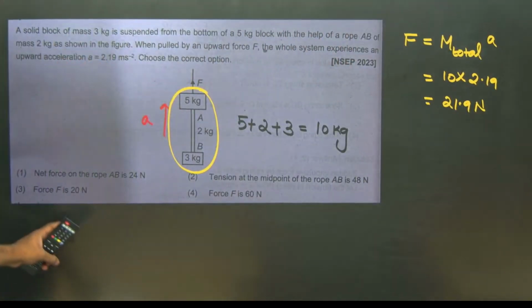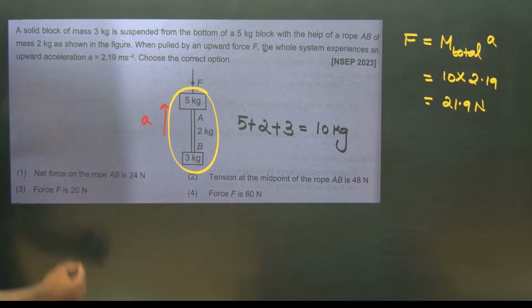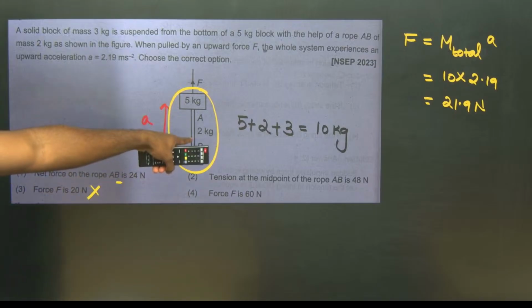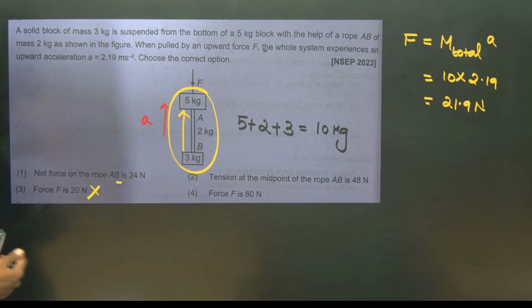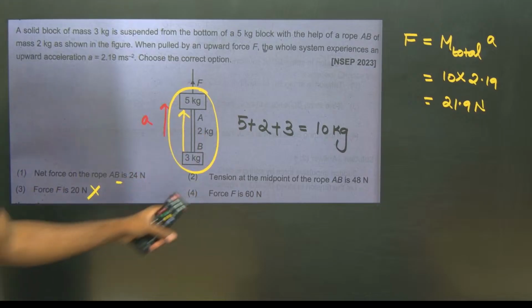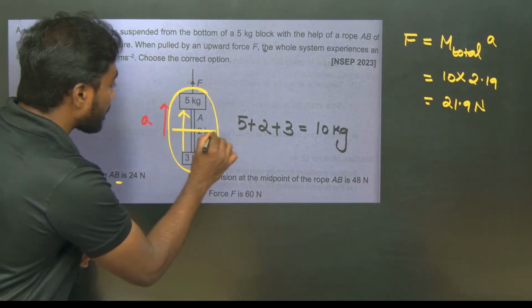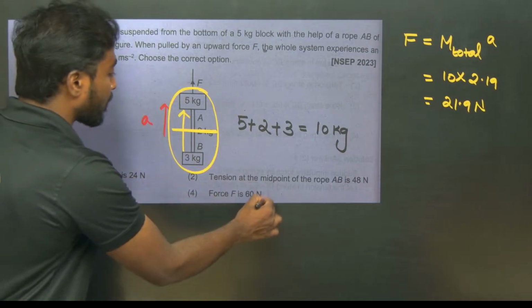Now, is there an option? Force F is 20 Newton. No, it is wrong. Net force on rope AB is 24 Newton. Net force on a rope, in the sense I need to find how much acts only on this rope. Then the tension at the midpoint of the rope AB. In this I need to find the tension. Force F is 60 Newton. This also is not the answer.